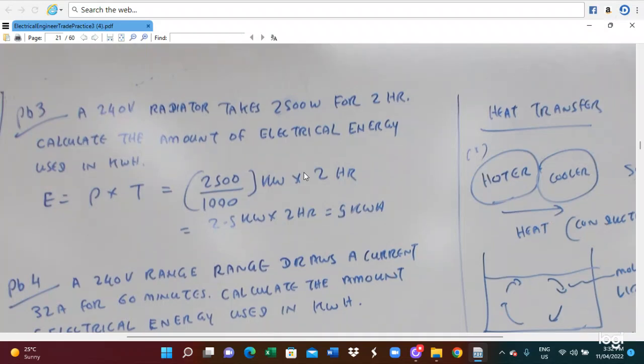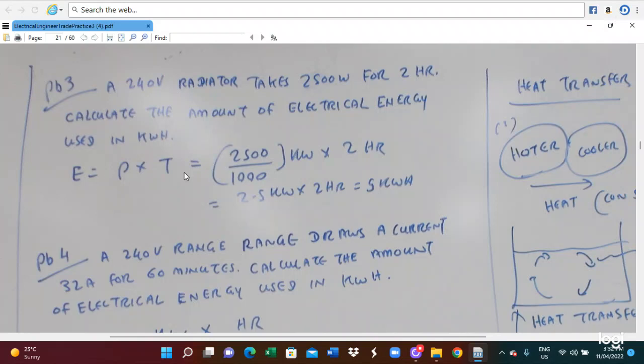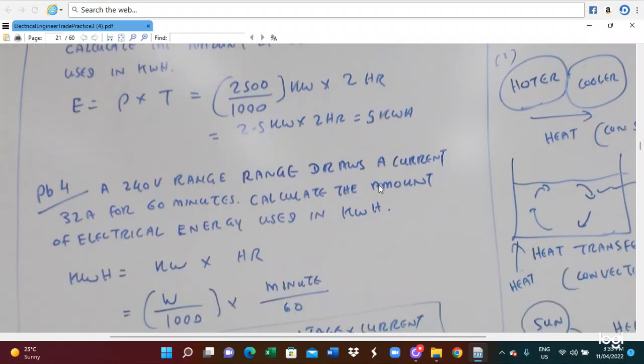The next problem is that a radiator uses 2,500 watts for 2 hours. We have to calculate the amount of electrical energy used in kilowatt hours. So E equals P multiplied by T. Power is 2,500 divided by 1,000, which gives 2.5 kilowatts, multiplied by 2 hours. So you get 5 kilowatt hours.